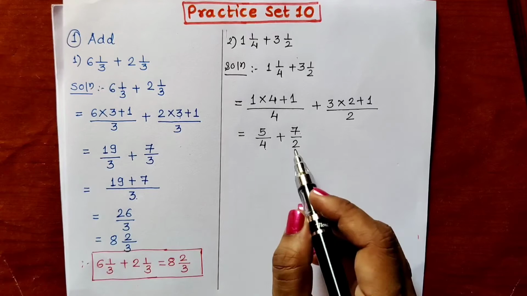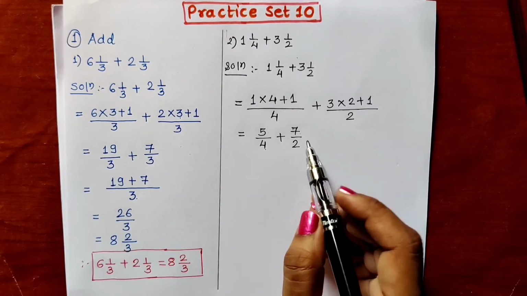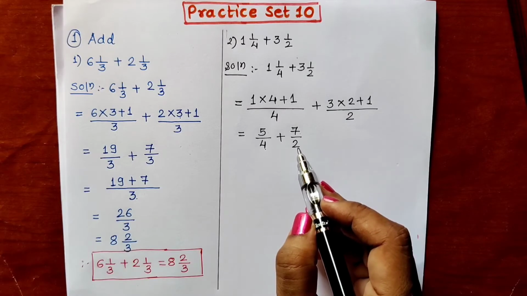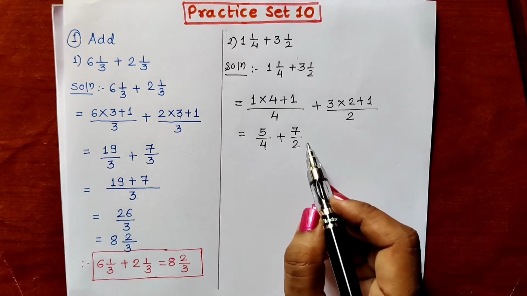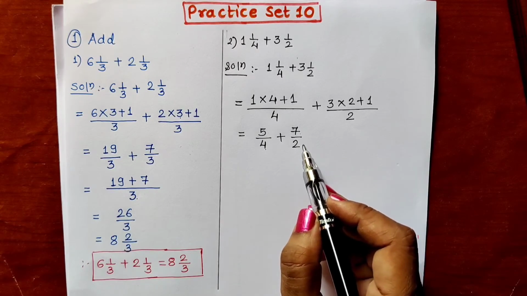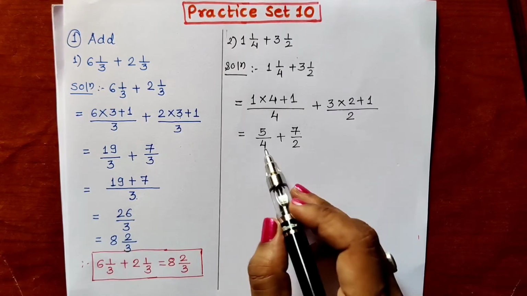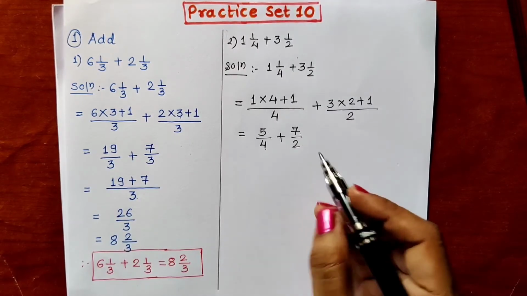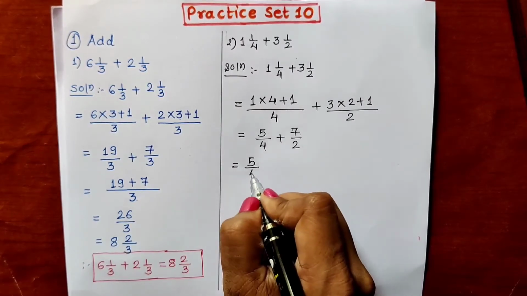So for that we will have to equalize the denominators. How can we equalize the denominators? If you multiply the denominator of the second fraction by 2, because here 2 is there, we get 4 in the denominator of the second fraction. So 4 and 4, the denominators will become equal. The first fraction we write as it is, 5 upon 4.